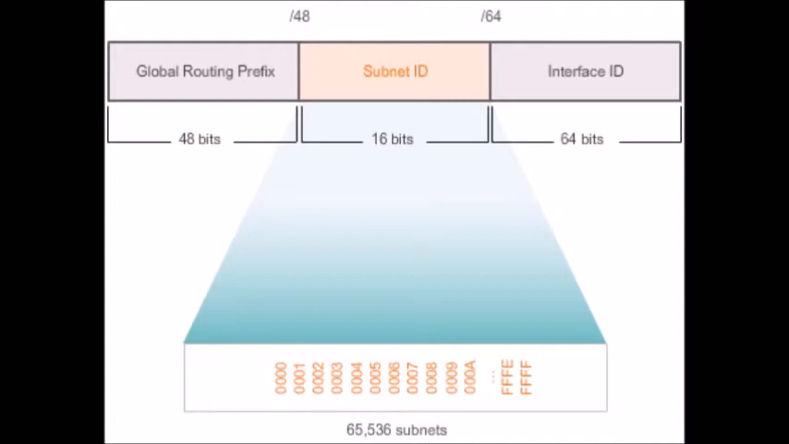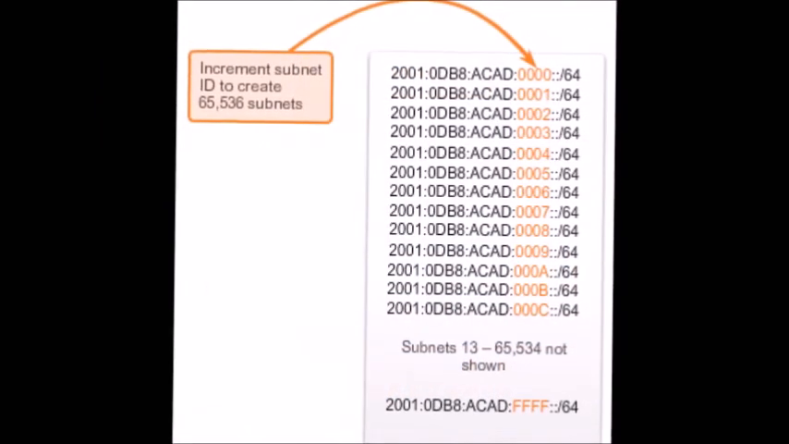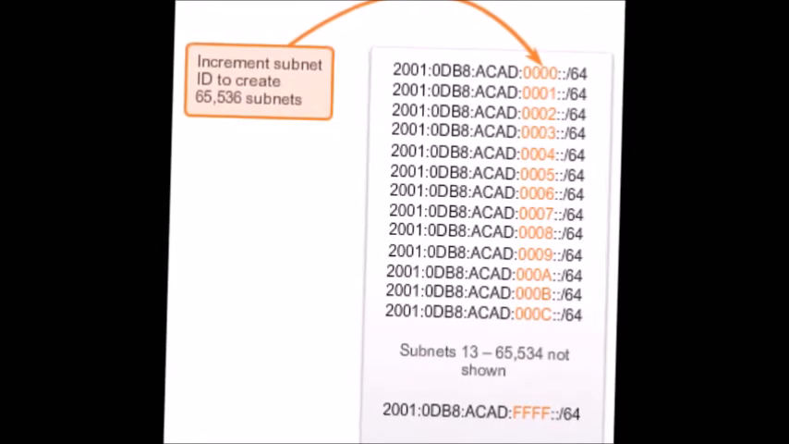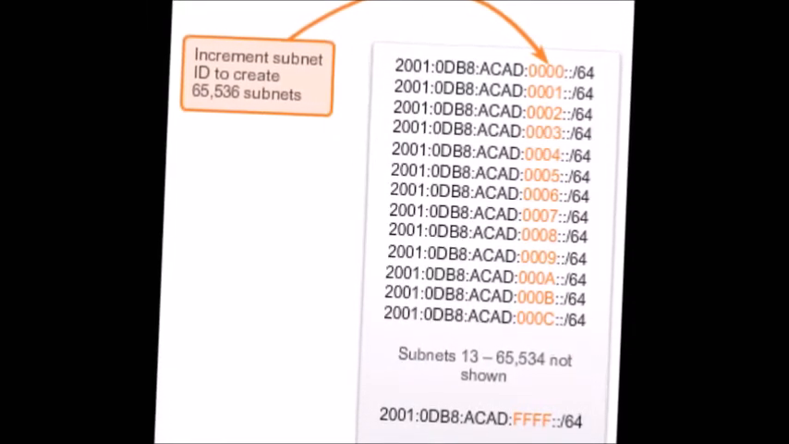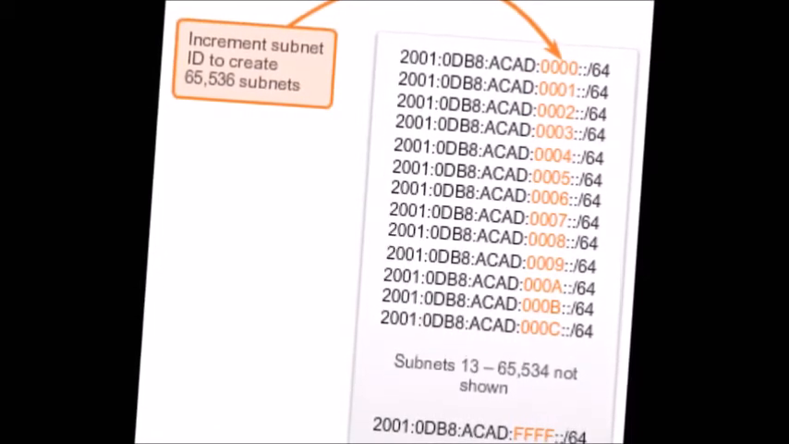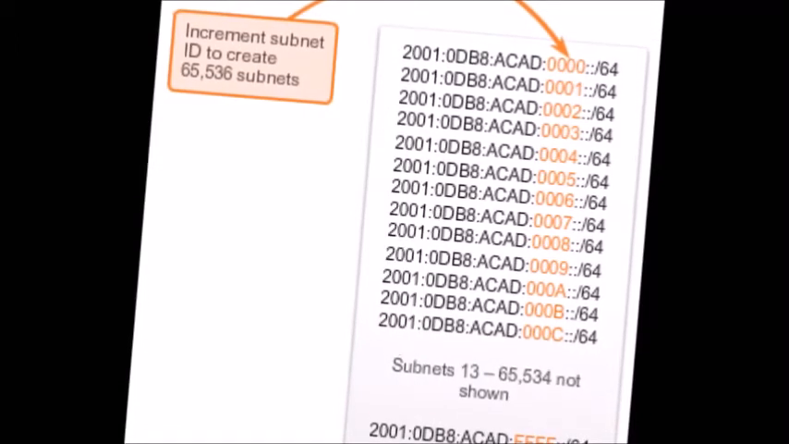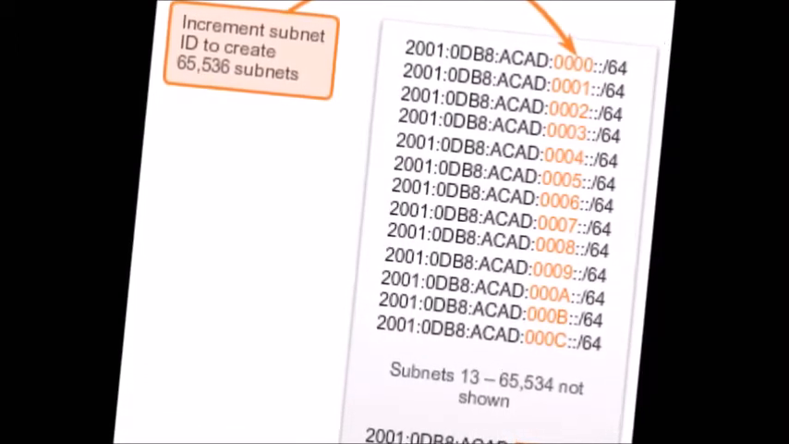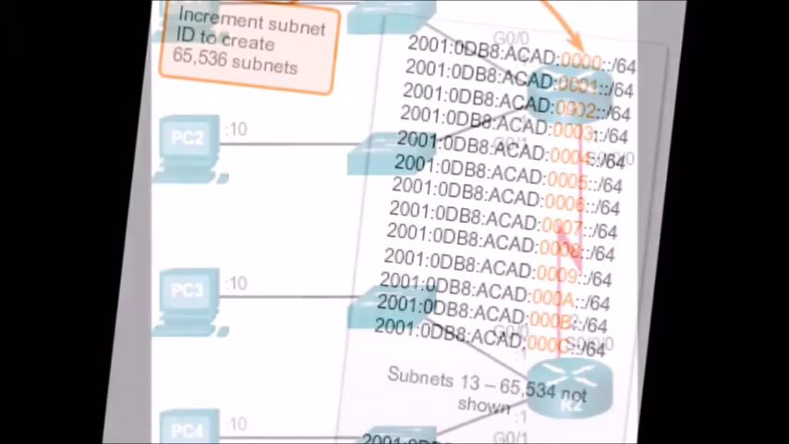65,536 /64 subnets and does not require borrowing any bits from the interface ID or host portion of the addresses. Each IPv6 /64 subnet contains 18 quintillion addresses, more than will ever be needed in one IP network segment. Subnets created from the subnet ID are easy to represent because there is no conversion to binary required. To determine the next available subnet, just count up in hexadecimal. The global routing prefix is the same for all subnets, only the subnet ID quartet is incremented for each subnet.